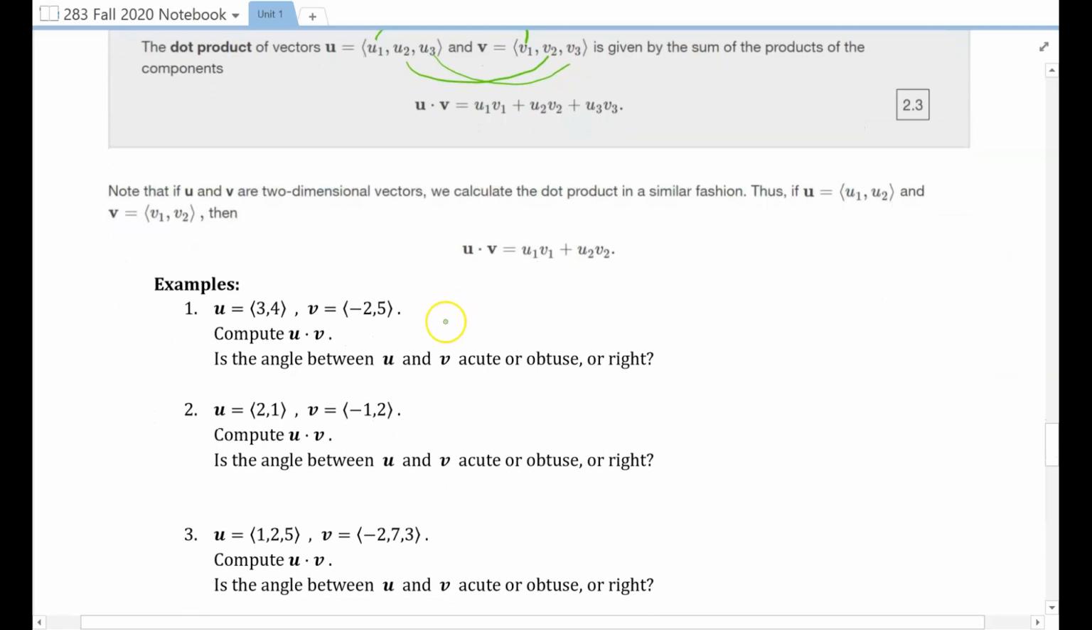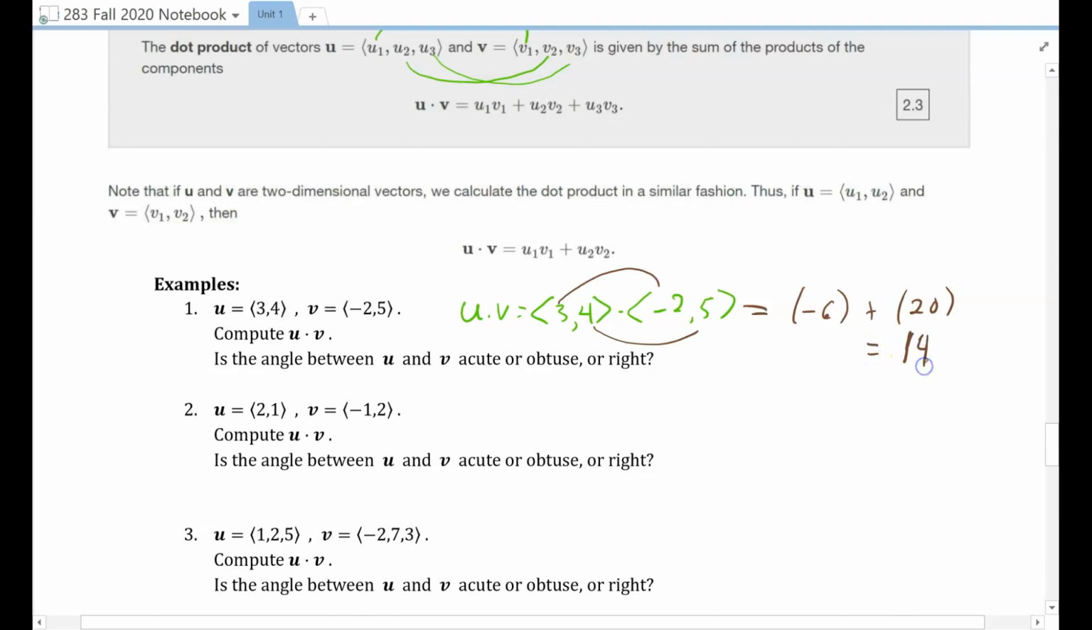So u dot v for the first example: the vector 3, 4 dotted with the vector negative 2, 5. Again, what we're going to do here is multiply the first components, multiply the second components, and then add the results. So we're going to get 3 times negative 2, which is negative 6, plus 4 times 5, which is 20. So we're coming up with 14. And then the next question: is the angle acute, obtuse, or right? It's an acute angle because the dot product came out positive.